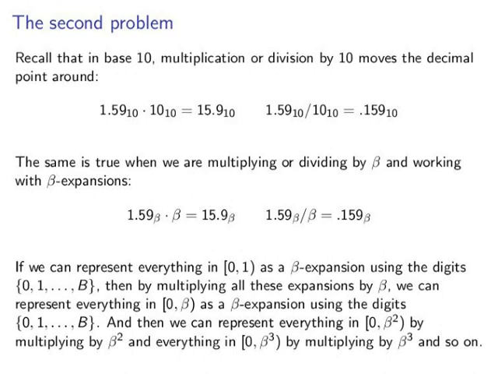If we can represent everything in 0, 1 as a beta expansion using the digits 0, 1 up to b, then by multiplying all these expansions by beta, we can represent everything in 0 to beta as a beta expansion using the digits 0, 1 up to b. Again, multiplication by beta only shifts where the decimal point is, not what the digits are. And then we can represent everything in 0 to beta squared by multiplying by beta squared, and everything in 0 to beta cubed by multiplying by beta cubed, and so on, eventually representing everything.